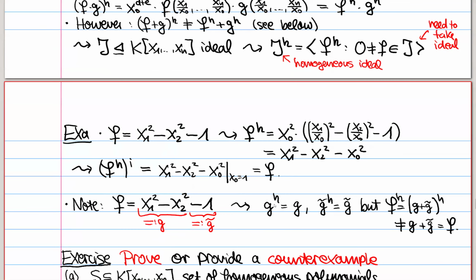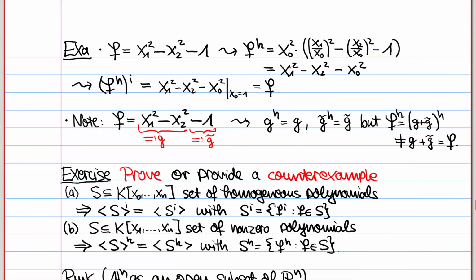In this vein, you can try in the next exercise to either prove or find a counterexample for some nice properties. Namely, the claims there are, first, if you start with a set of homogeneous polynomials, then if you first take the ideal and then the dehomogenization, is that the same as first taking dehomogenization and then the ideal, where the SI is just a set of all dehomogenizations. And the second is similar.